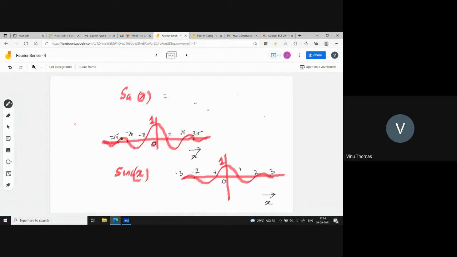You have the next peak, which is positive, at x equal to plus or minus 7 pi by 2. You have the next negative peak and so on.